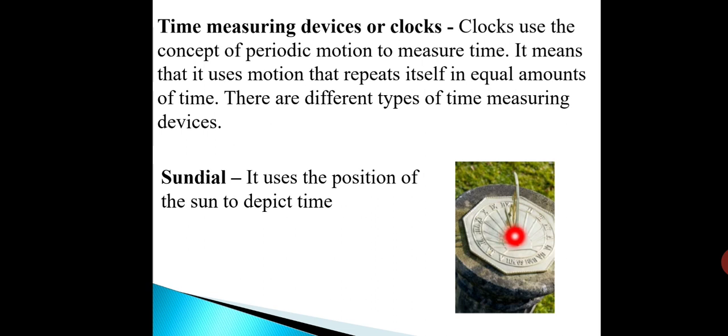They used the concept of shadows. If this tree has this much of shadow, it must be afternoon. If this tree has this much of shadow, this is morning, around 12 o'clock, around 2 o'clock. Still there are people in villages who find the time like this. So similarly is the sundial.